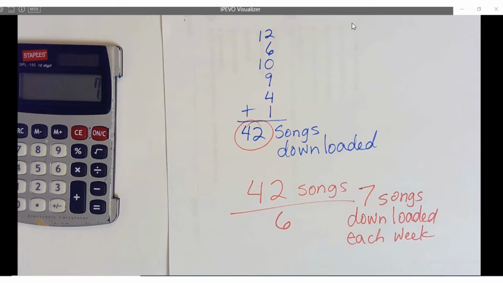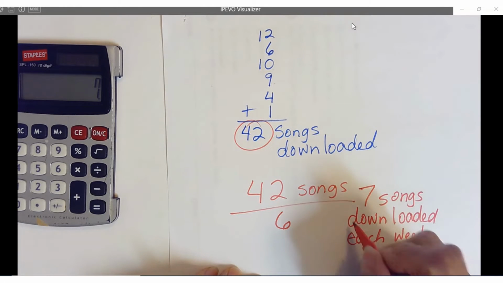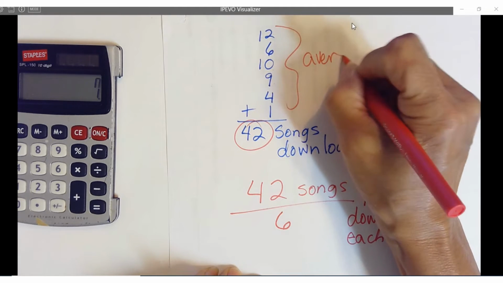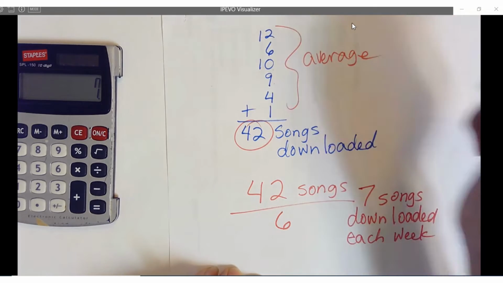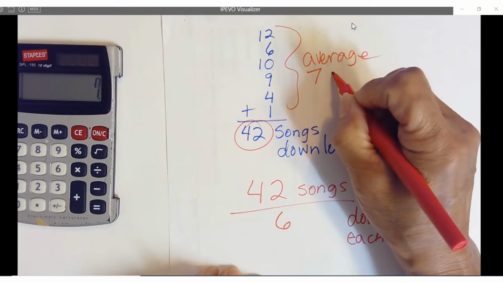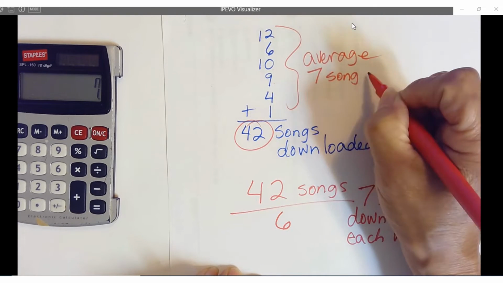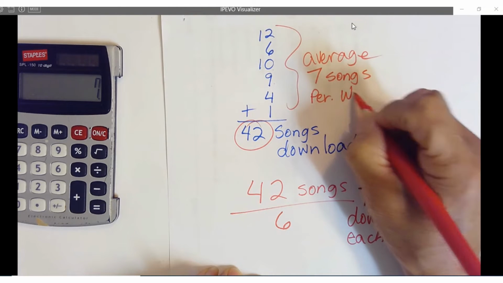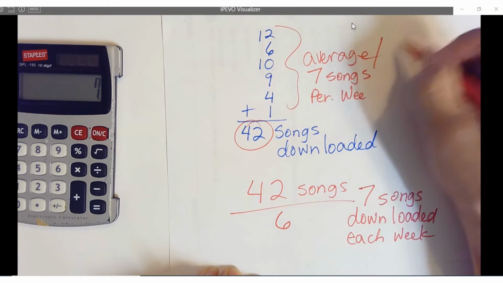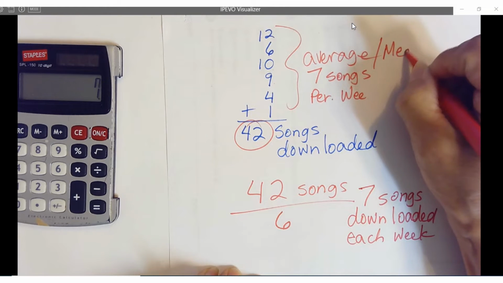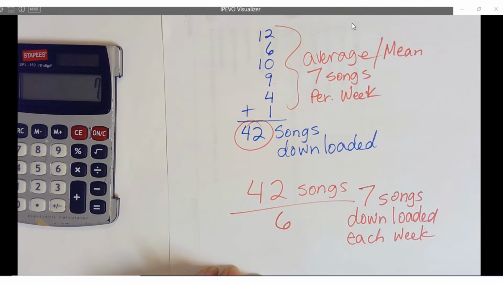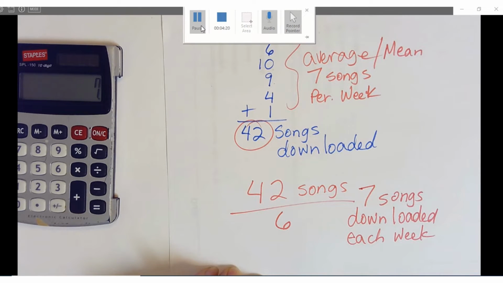I'm going to pause, and I'm going to give you another one to do. Again, what we're working with here is the average: 7 songs per week, or the mean. Same thing, per week. It's that simple.